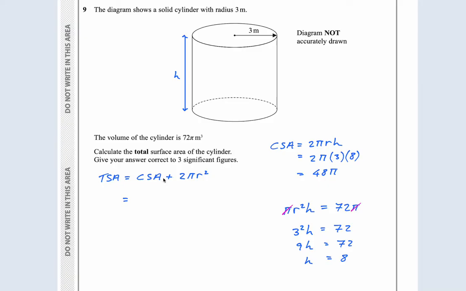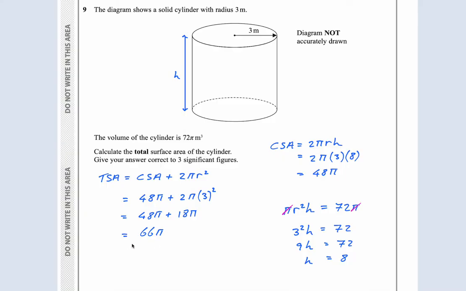The total surface area is 48 pi plus 2 times pi times radius squared, which is 3 squared, so 48 pi plus 9 times 2 is 18 pi. And at this point, certainly you can use your calculator. Even here, you could have used your calculator. But just to note, this is 66 pi.